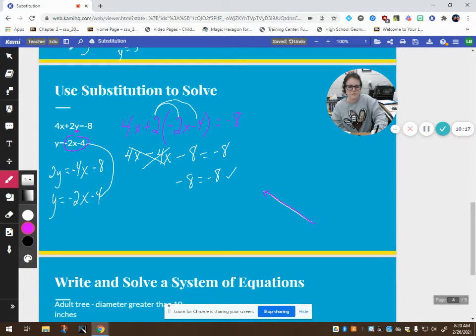There's infinitely many solutions to this equation. So when I end up with a problem where all of the variables cancel out, but I have a true mathematical statement, negative 8 is equivalent to negative 8, then I know that there are infinitely many solutions. If there are infinitely many solutions, that means that it is consistent, right? Because there's a solution. So it is consistent.